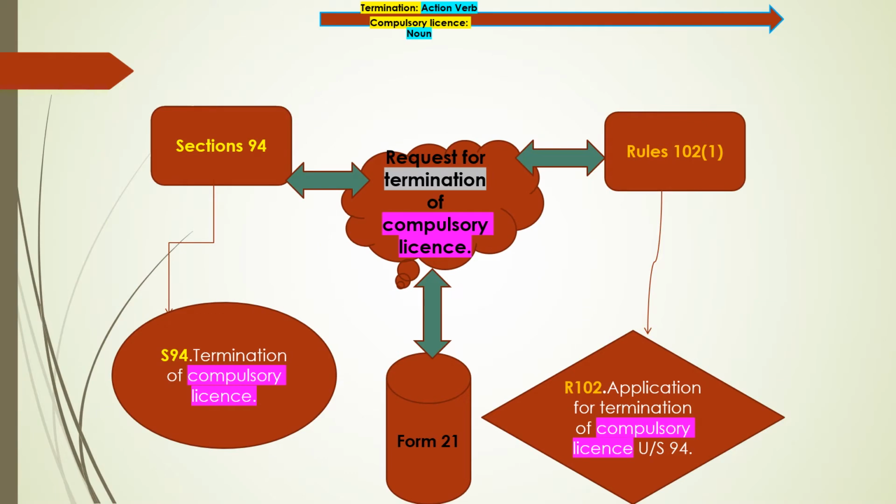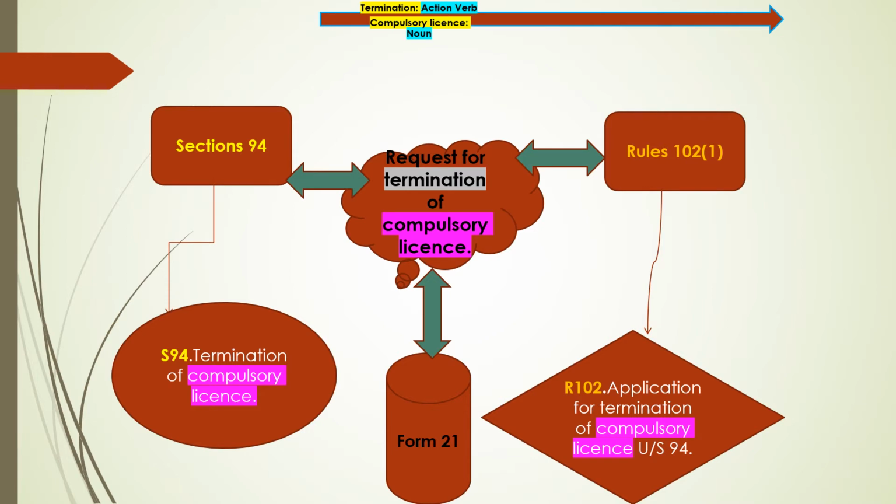So friends, we will start with form number 21. The relevant section is section number 94 and the rule is 102, specifically rule 102 sub rule 1. The title for section 94 is termination of compulsory license. The title for rule number 102 is application for termination of compulsory license under section 94, and form number 21 has the title request for termination of compulsory license.